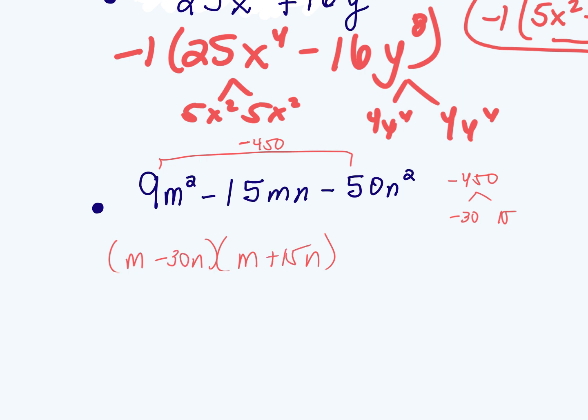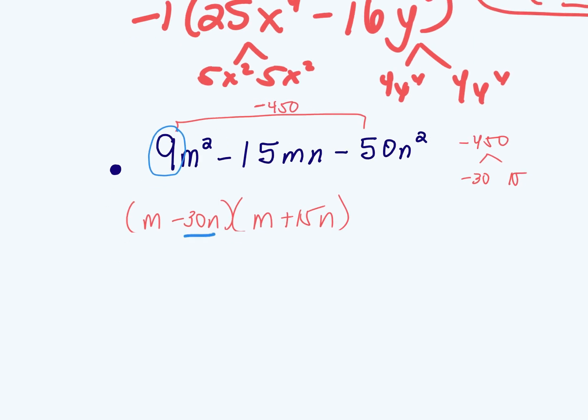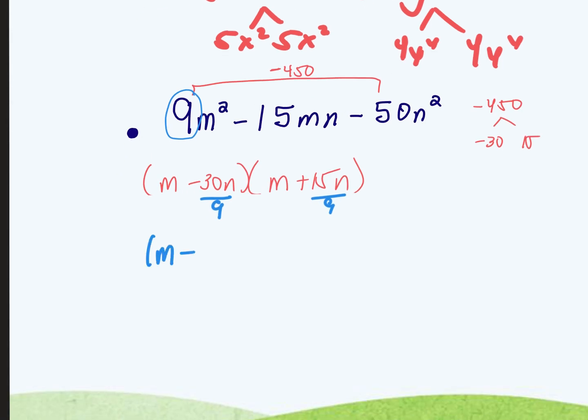Now again, this is the way that I do it. If you like the grouping method, I'll do it in a second. But what do I have to do with my 9? Since my leading coefficient is not a 1, what do I have to do with that 9? Perfect. Divide both of them by 9. Does 30 divide evenly by 9? No. Does 15 divide evenly by 9? No. But do they simplify? Yeah. 3 goes into both of them, right? So this is 30n over 3. And this is 15. What's 15 divided by 3? 5. What's 9 divided by 3? 3. So that simplifies.